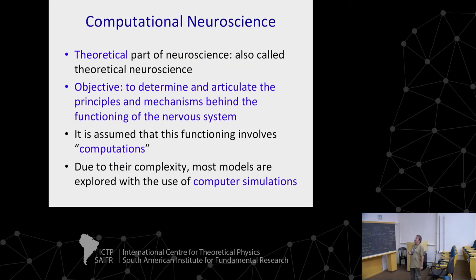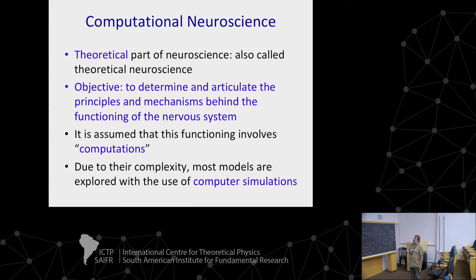So what is computational neuroscience? Well, computational neuroscience is the theoretical part of neuroscience. It's also called theoretical neuroscience for obvious reasons. Its objective is to determine and articulate the principles and mechanisms behind the functioning of the nervous system, as any theoretical science does to its subject.